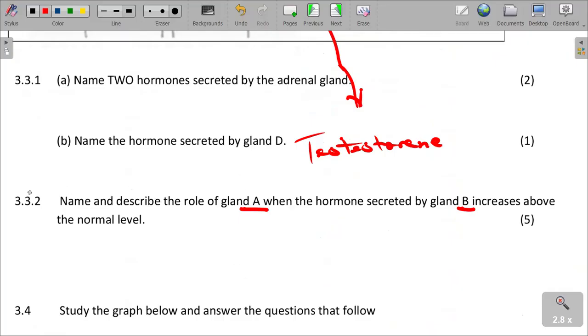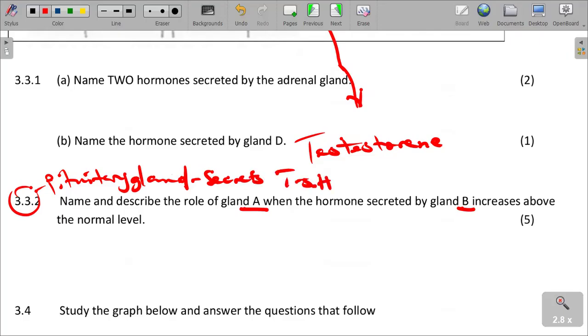So the pituitary gland secretes a thyroid stimulating hormone into the blood, and then the low thyroid stimulating hormone levels actually stimulate the thyroid gland to secrete thyroxine.